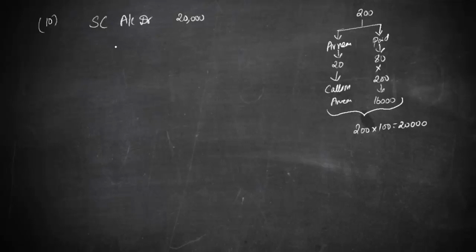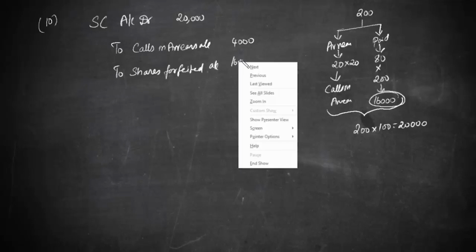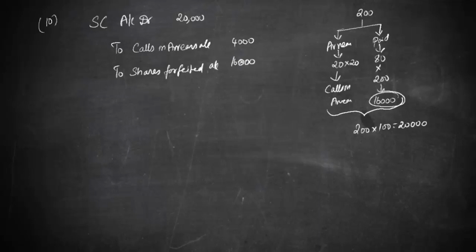Now we have to cancel the earlier calls in arrears debit. So to calls in arrears account, and what is the value? It is going to be 20 into 20. So the value is going to be 4,000, and to shares forfeited. What is the value of shares forfeited? We have that it is 16,000. In this way we have captured the information related to share forfeiture, and we have to mention the board resolution details in the narration.